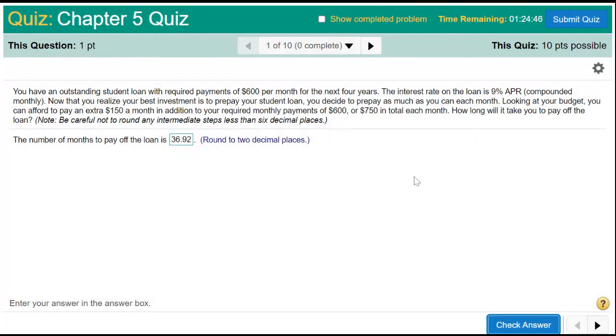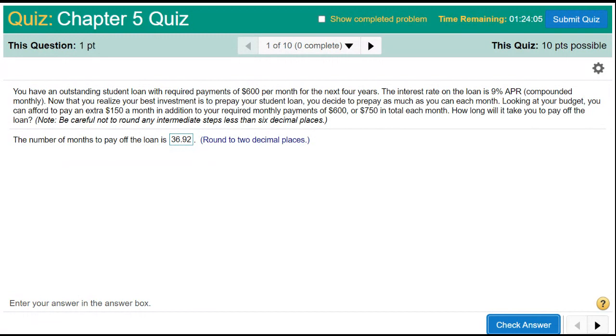Good. Okay. First part, I said future value. It's present value. My mistake. So let's start over. To get the first part, you're going to say n equals 48. IY equals 9 divided by 12. Payment is negative $600. Future value is 0. And then compute for present value.